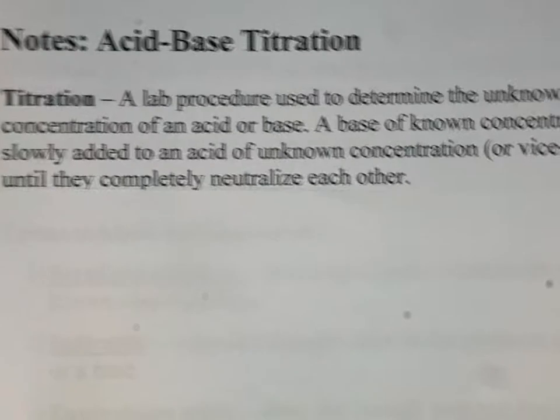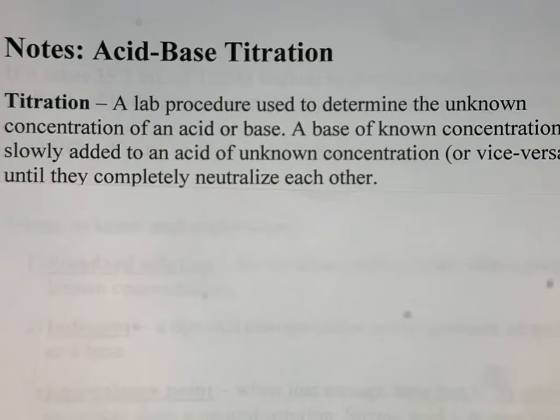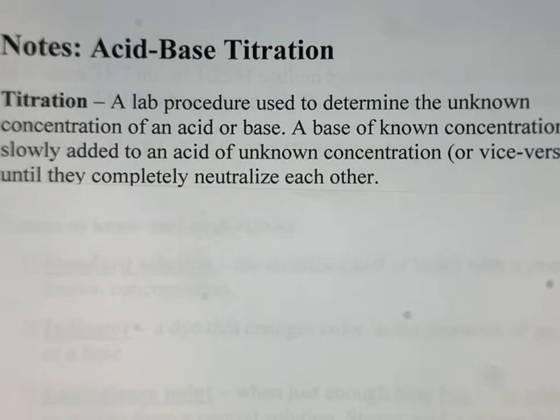Okay, so it's a lab procedure. Let me get it so we can see the whole thing. It's a lab procedure to determine the unknown concentration of an acid or a base, using a base of known concentration. So we're going to know what the molarity is of the base, probably 0.1 molar, and we're going to slowly add it to an acid of a molarity that we don't know, until they completely neutralize each other. And we'll have a chemical indicator that'll change color for that. At this point, this would be a good time to hit the enter button and pause so students have time to get this written down.